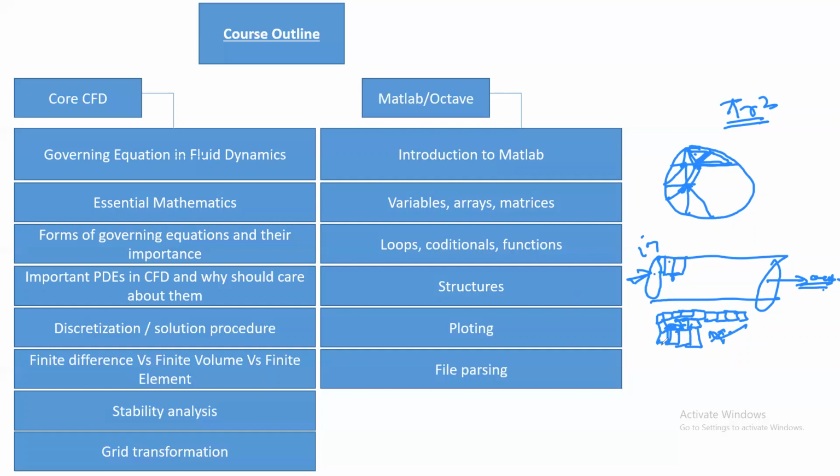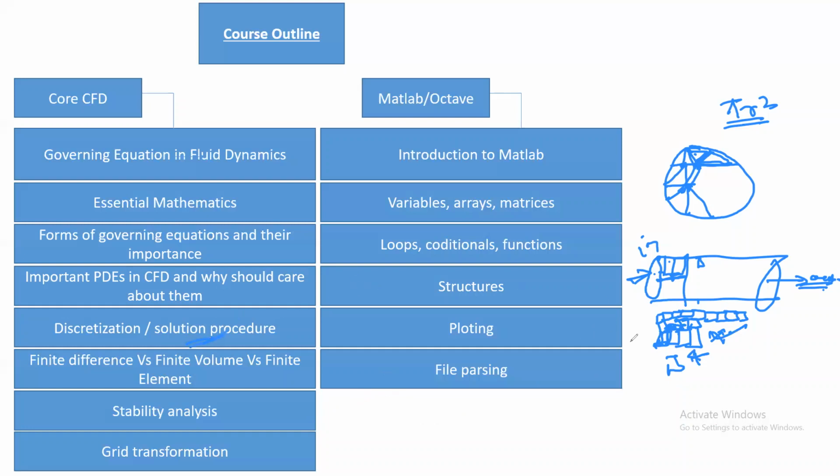When you are making this small, up to how small can you go? You cannot go very fine, or even make it very big. So what would be the optimum size? That comes from the stability analysis. And then the solution procedure.